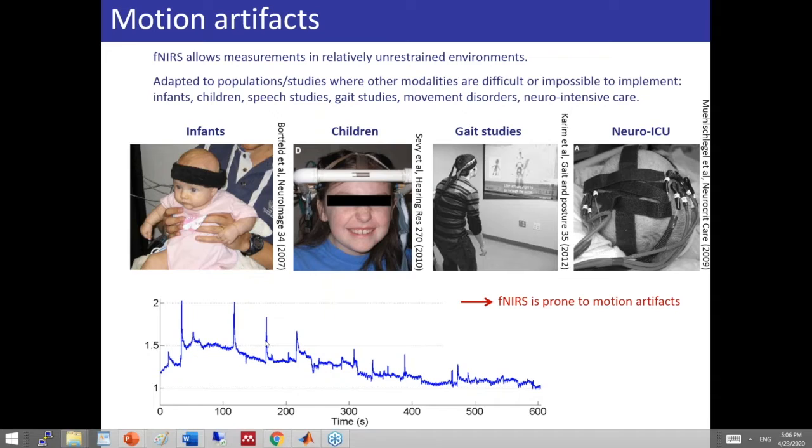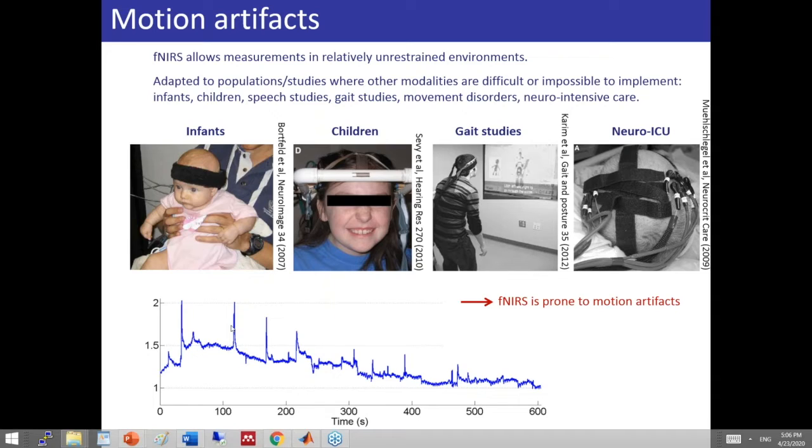So we have spikes, as you can see here or here in the signal, and you can see some physiological oscillations here, much smaller than these large motion artifacts. So how do these occur? Majority of the time, this is due to the optode scalp decoupling.